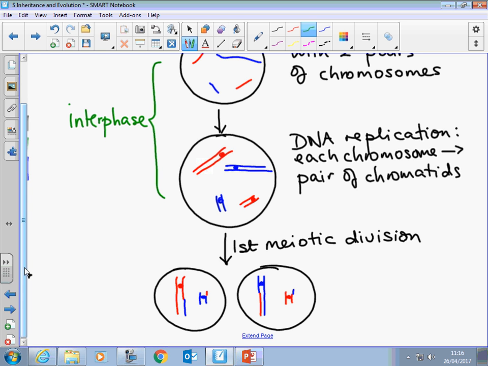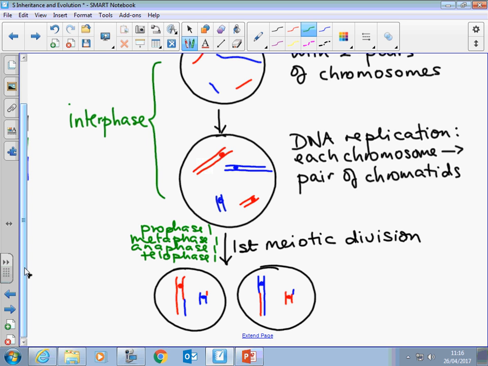But we have to identify them as happening in the first division. So we have prophase, metaphase, anaphase, telophase 1 each time. All right, so prophase 1, and I've not left myself enough room. Metaphase 1, anaphase 1, and telophase 1.